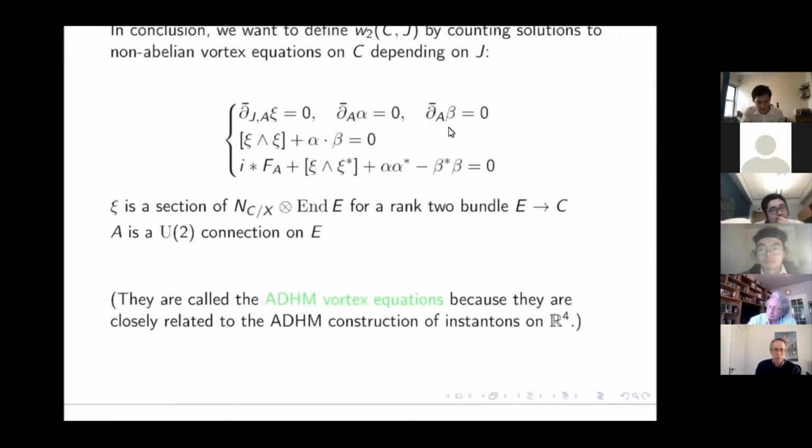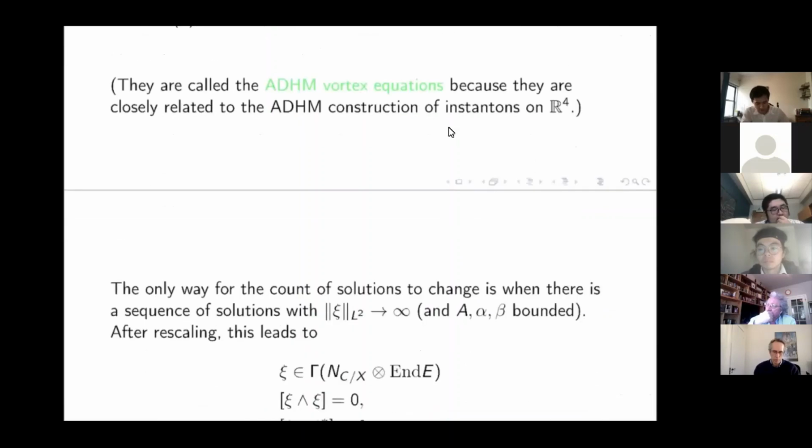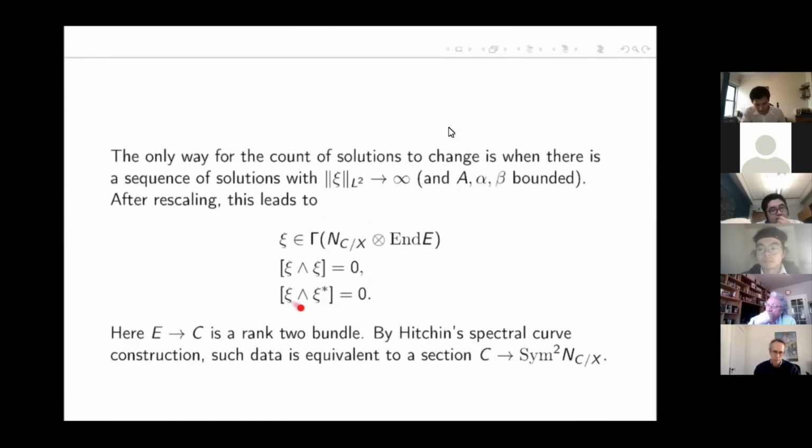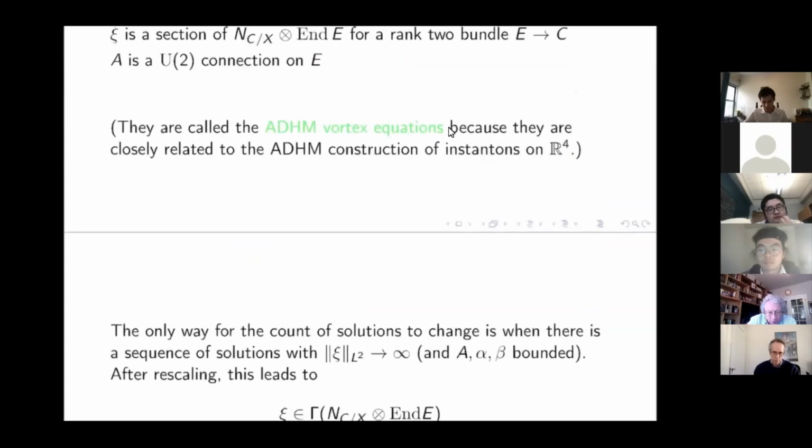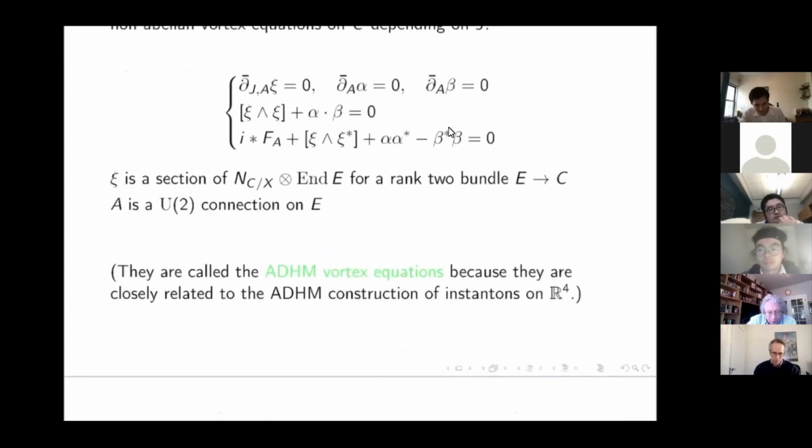Then if you rescale everything by the L2 norm of Xi and you pass to the limit, essentially what you get are these equations. You get that Xi is J-holomorphic, but also satisfies these two equations. Essentially, when you set everything else equal to 0 here, if you disregard all the other terms, that's what you get. The idea is that because this goes to infinity, everything else is small.